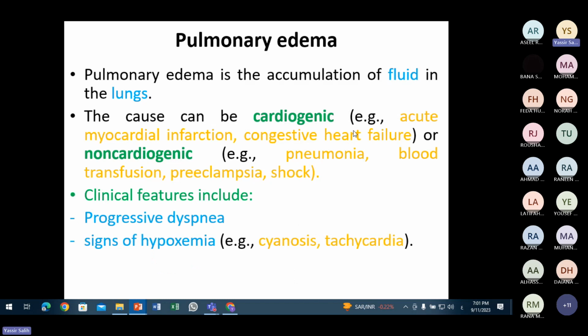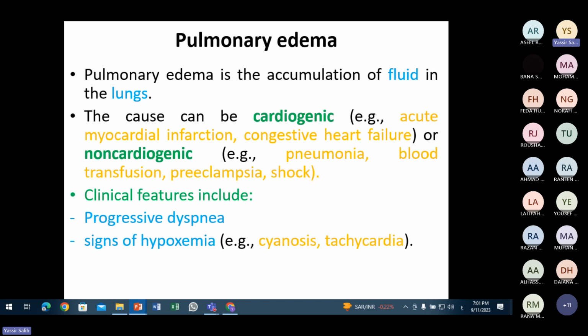Now let's talk a little about pulmonary edema. We talked about it last time. Pulmonary edema is characterized by fluid in the alveoli, due to accumulation of fluid in the lung in the alveoli. This pulmonary edema may be cardiogenic or non-cardiogenic. Cardiogenic is caused by a cardiac origin, due to cardiac diseases, myocardial infarction or congestive heart failure, or due to non-cardiogenic causes such as blood transfusion, pneumonia, or preeclampsia or shock.